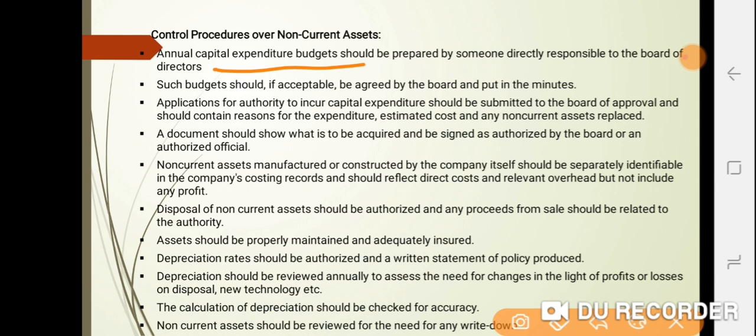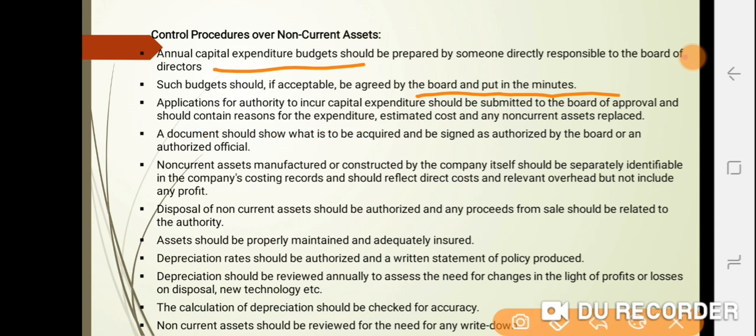of directors. Then such a budget should, if acceptable, be agreed by the board and put in the minutes. Okay, applications for authority to incur capital expenditure should be submitted to the board for approval and should contain reasons for the expenditure, estimated cost, and any non-current asset replaced.